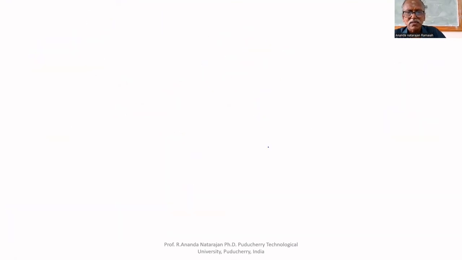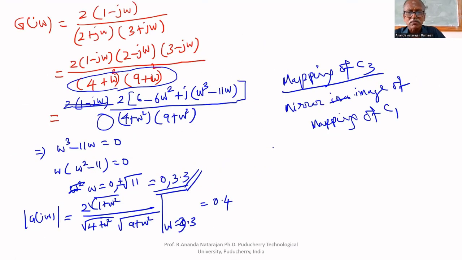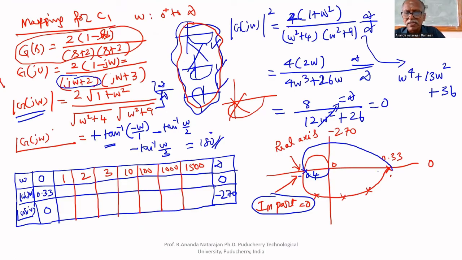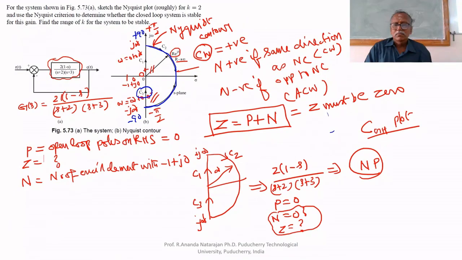So now we got the Nyquist plot. It intersects the real axis at the point minus 0.4. Minus 1 plus j0 is here, it doesn't encircle, therefore N equal to 0, for K equal to 2. N equal to 0, P also equal to 0.